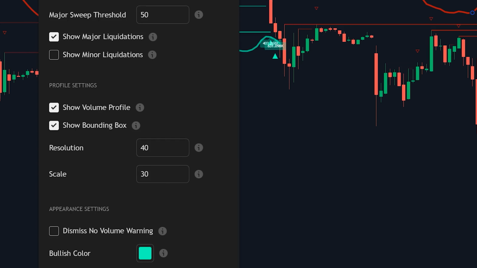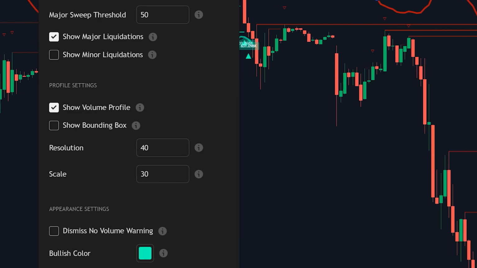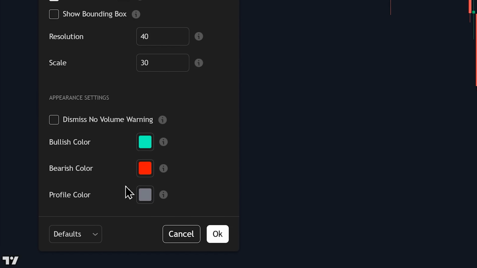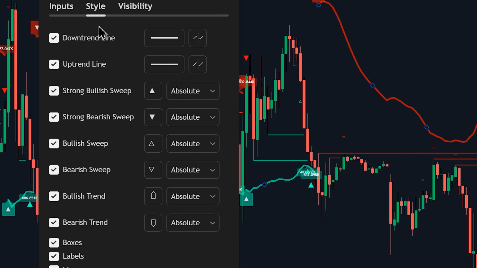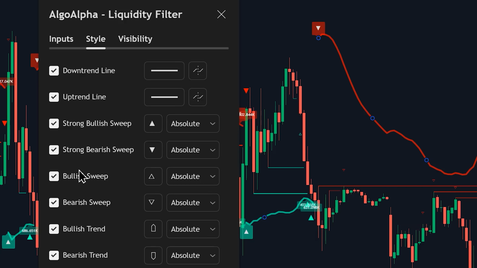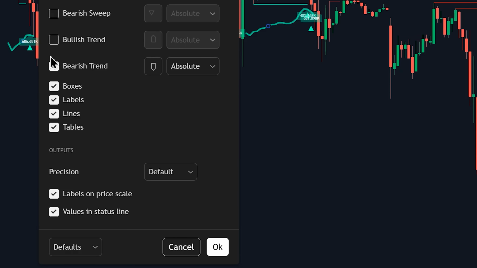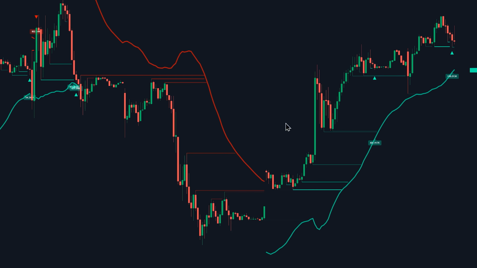I'm going to hide the bounding box, but I'll leave the volume profile enabled. I'm not going to change any of these settings. Down here we can customize the colors for bullish, bearish, and profile colors. The Style tab has several visual options that we can toggle on or off. For me, I'm going to disable the bullish sweep, the bearish sweep, the bullish trend, the bearish trend. After that, click OK. The chart is now cleaner, so let's go over how we can use this indicator to trade.